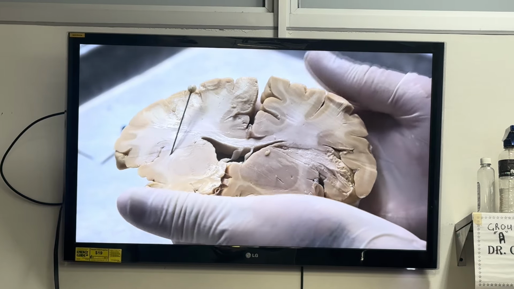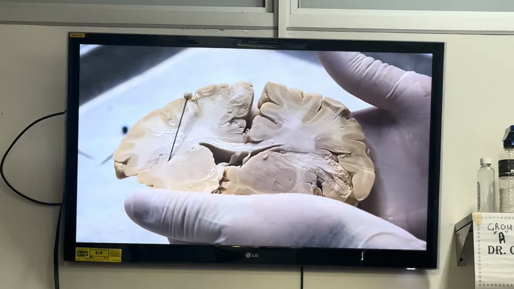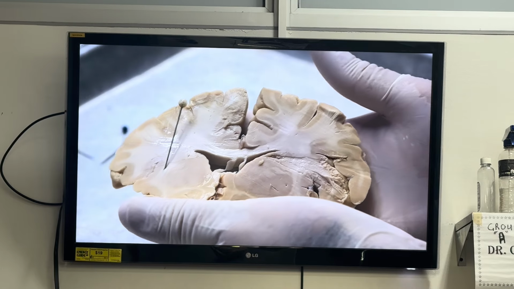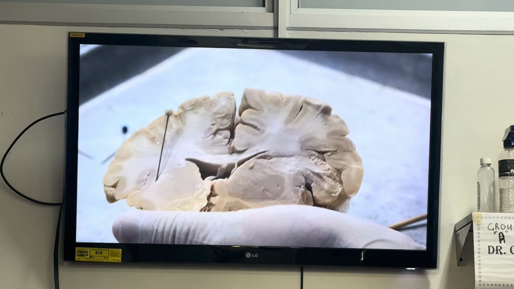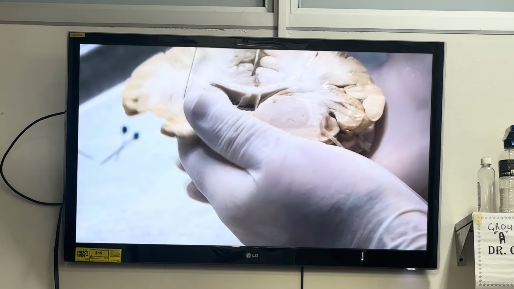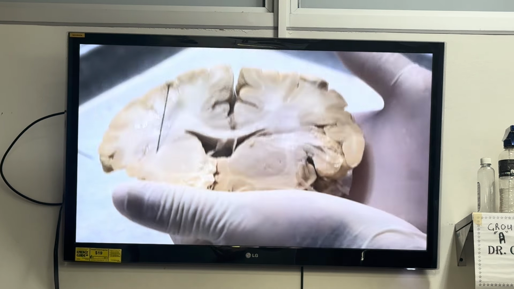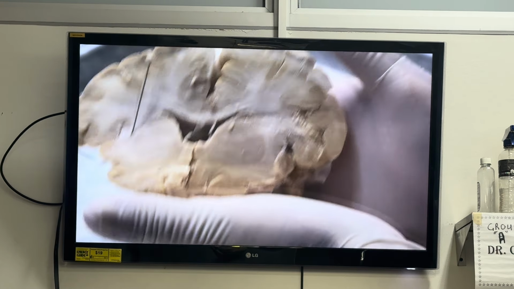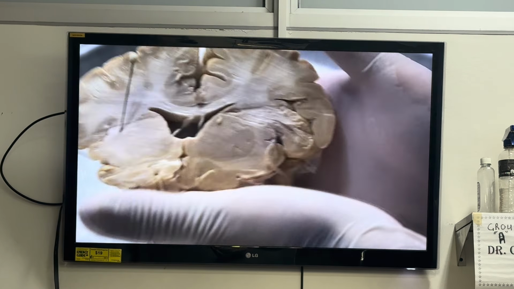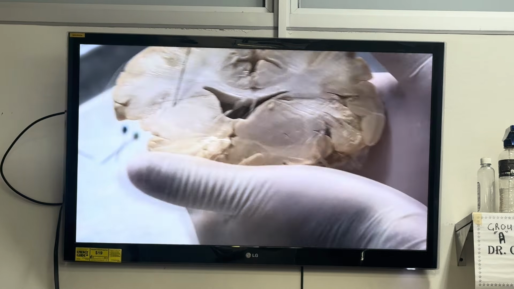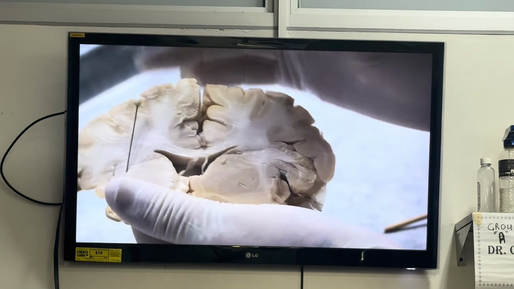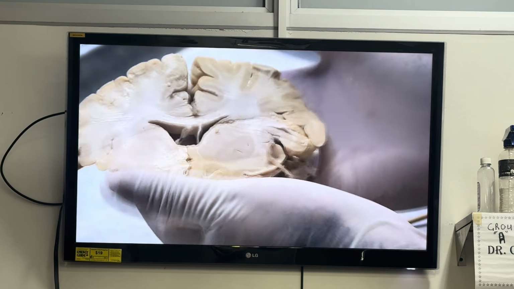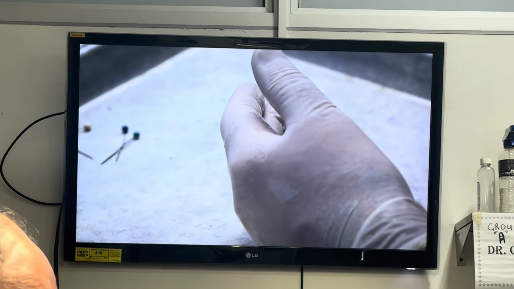The insula, you have what? Short gyri and long gyri. So you will have some short gyri anteriorly, and some long gyri posteriorly. And the posterior part of it is more related to pain, for example.